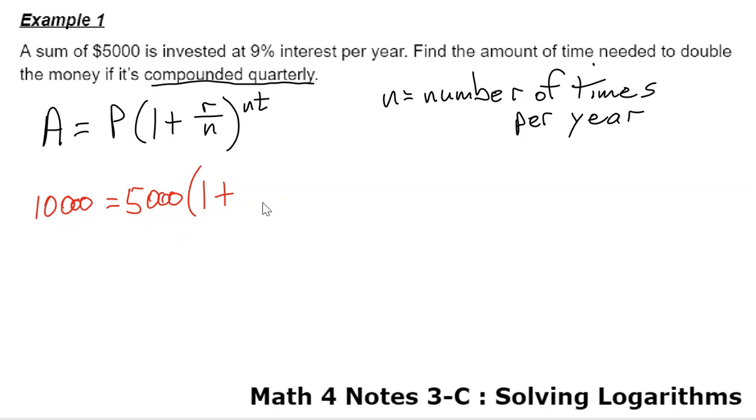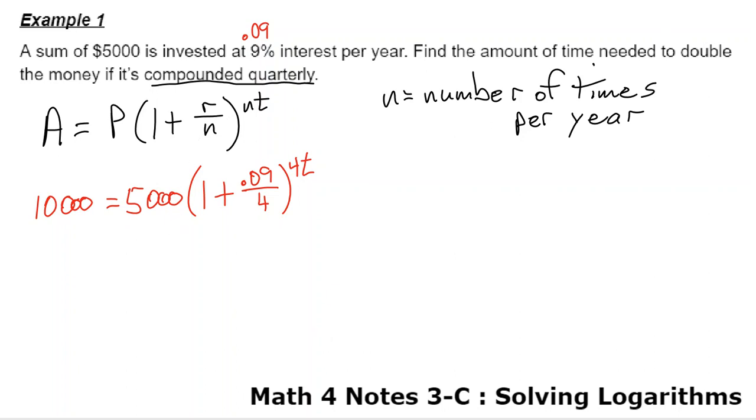And we're going to fill in 9%. Please, please, please remember to move your decimal 2 places. And quarterly means a 4 goes underneath, and quarterly means a 4 goes up there. And we want the amount of time, so t is what we are searching for. So I've got everything up there except for t. I got to get t by itself. I've got to get t away from that exponential.